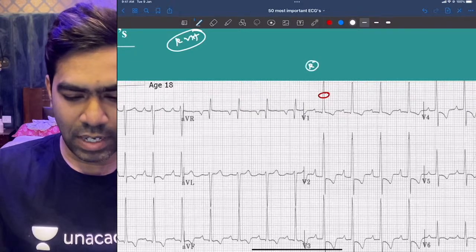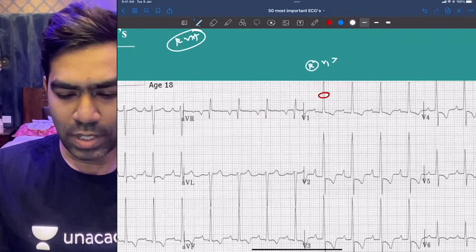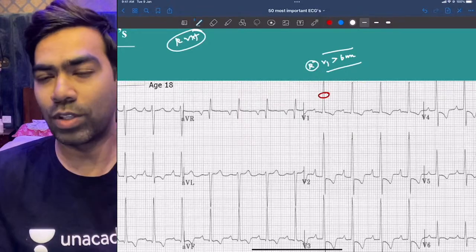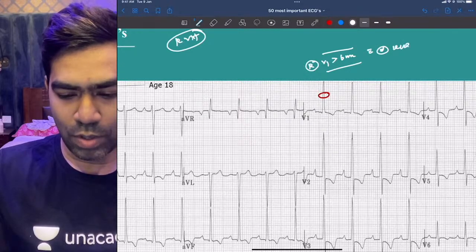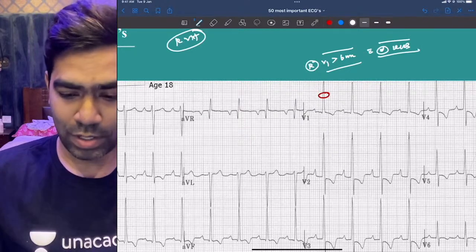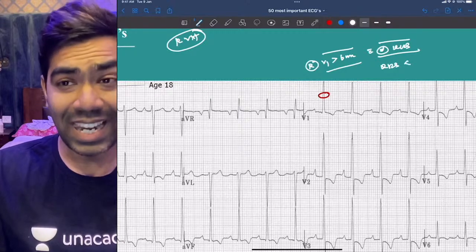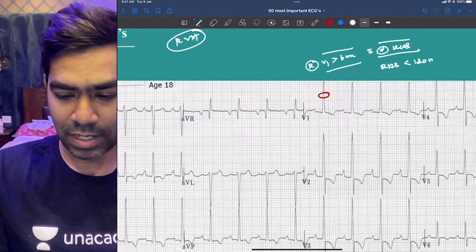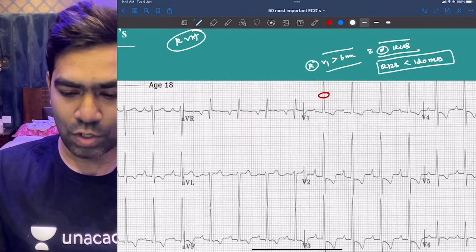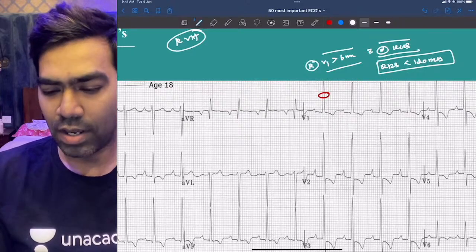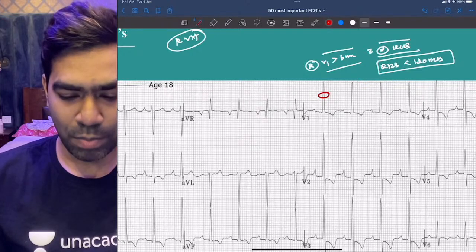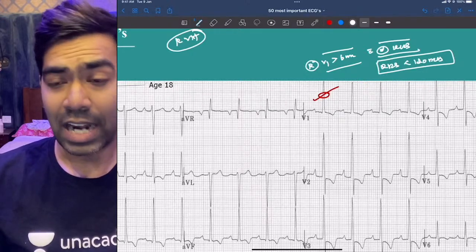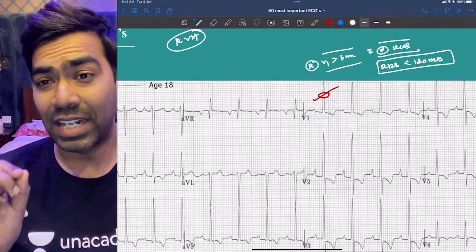If the R wave in V1 is more than 6 millimeter, or we can say 7 millimeter and above, with a normal QRS. Normal QRS means I'm not talking about a wide QRS. The QRS width should be less than 120 milliseconds. That's very important. Why is that important? Because if the QRS width is more than 120 milliseconds and you see a prominent R wave in V1, then that becomes a diagnosis of a right bundle branch block.